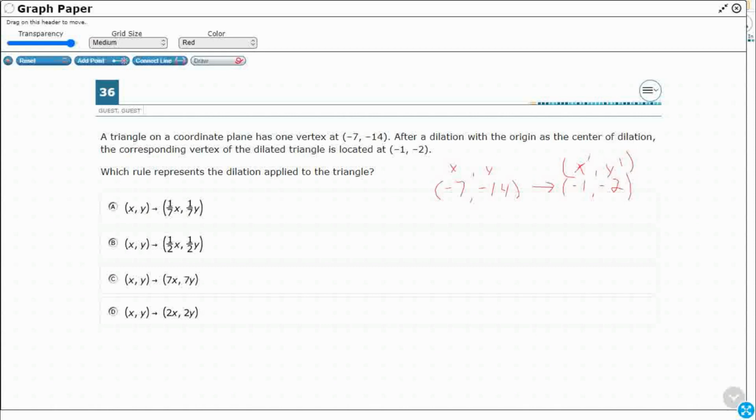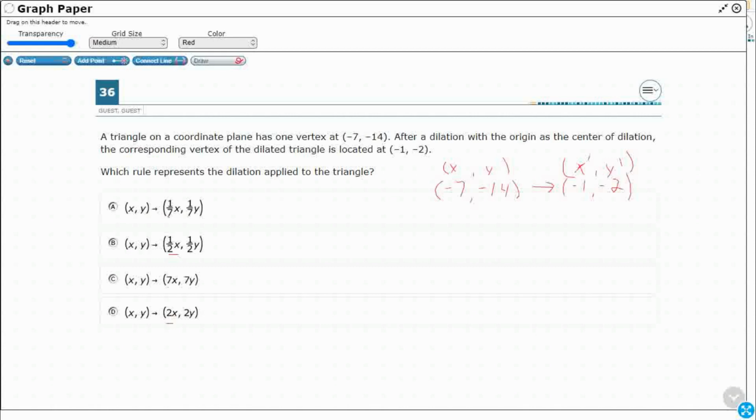And then our question is, what happened? Which rule best represents that transformation? And so as you see here, we're multiplying. We're either multiplying 1/7, 1/2, 7, or 2. And that's all we got to do. So let's just multiply each of these by the rule. Let's start with a -7, -14, and let's see if we're going to get to that -1, -2.